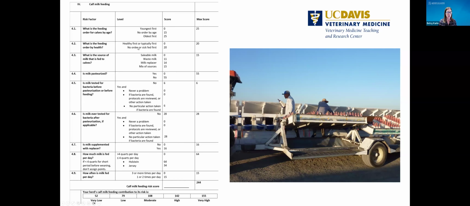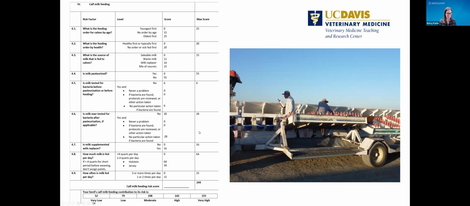Feeding the youngest calves first, also associated with respiratory disease. And then related to the colostrum that we just talked about, also milk, pasteurizing the milk that's fed to calves was really a high scoring category when it came to calf milk feeding.